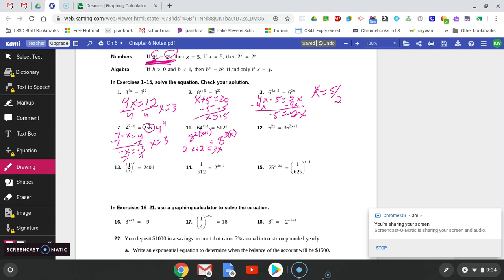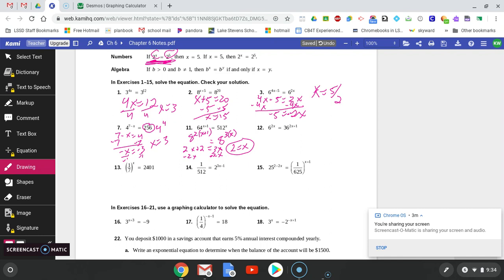If I subtract my 2x from both sides, then I get 2 is equal to x, and I can solve it. So your goal is to try to get it so they have the same base. Once they have the same base, then you can just set the exponents equal to each other.